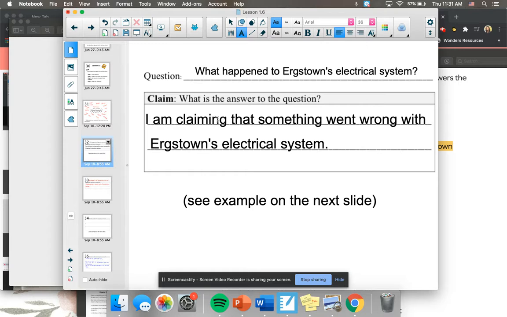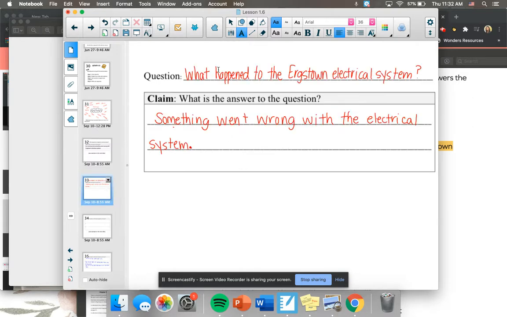I tell kids, I really help them with the first argument in providing that language, filling out this organizer. Last year, my kids helped me and they said something went wrong with the electrical system. So you can see here, I left it very simple, but I encourage them when they go to write, they make it a little bit longer, stretch their sentence.